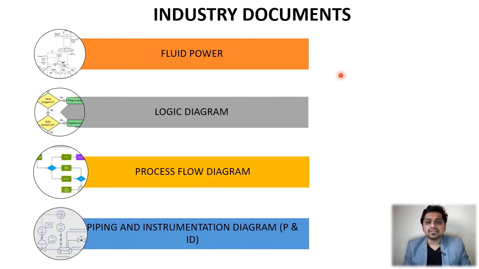Fluid means there might be some hydraulic or pneumatic use, so there will be a circuit of the instruments. If we consider pneumatics, there will be cylinders and valves. There will be a circuit drawn on paper and given to the assembly people, and according to that they can assemble. So that document comes under fluid power.